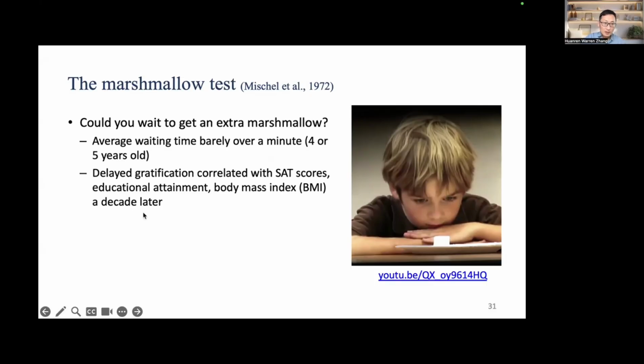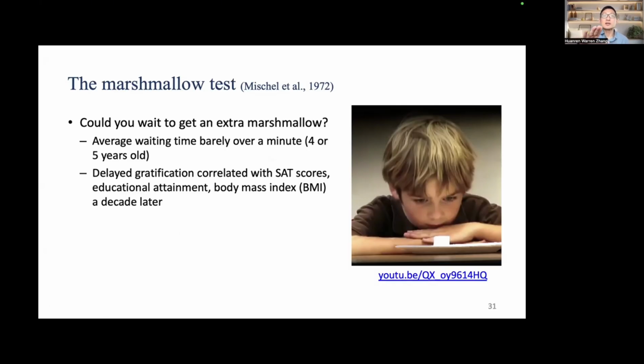And this delayed gratification in this experiment would correlate with their later SAT scores, educational attainment, body mass index, after 10 years. And so this demonstrated self-control would have a great influence on your future performance. Right? So here I want to provide a caveat about how to interpret the result. So this again is correlation. Your delayed gratification is correlated with future SAT score.